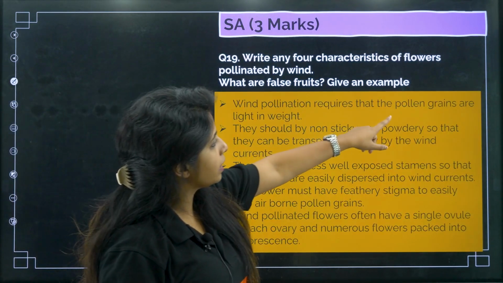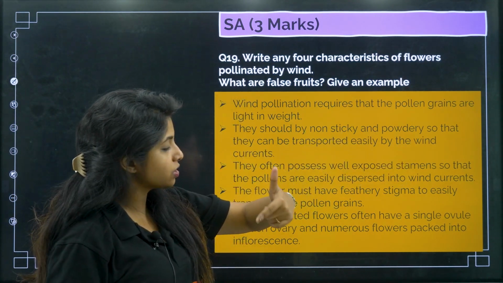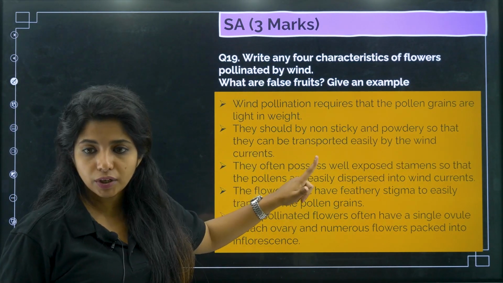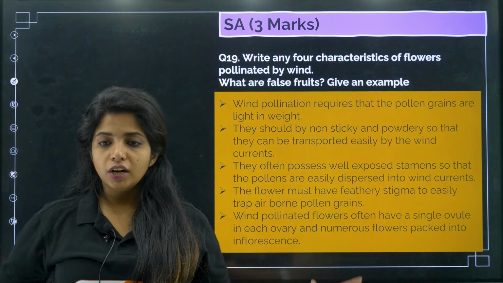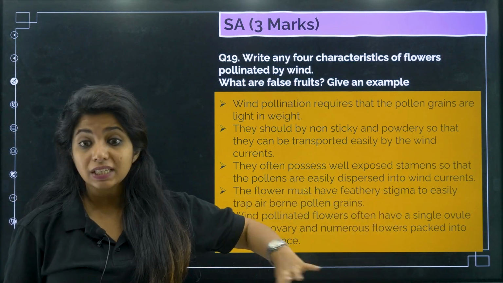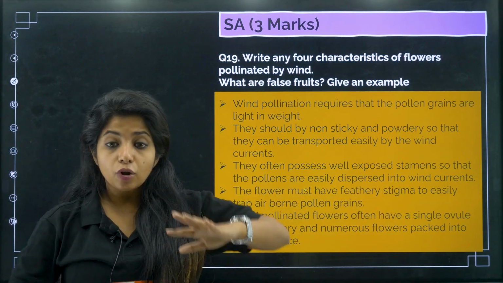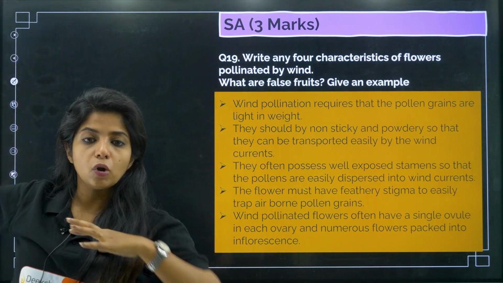So wind pollination requires pollen grains that are light in weight, okay? It should be non-sticky and powdery so that it can be transported. They often possess well-exposed stamens, as in long, tall stamens, so that the pollens are easily dispersed into the wind current. The stamen, as in the male part, should also be long and tall, so that the pollen grains which go from the stamen can move a longer distance as well.